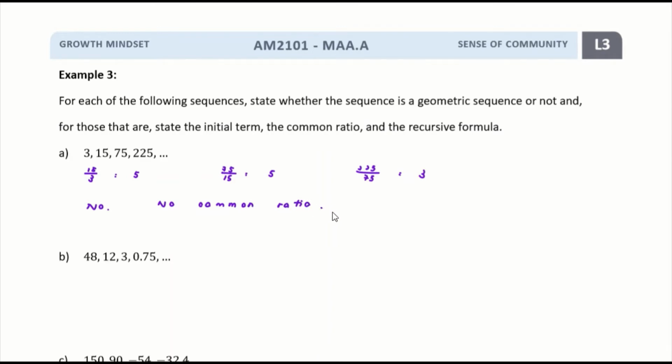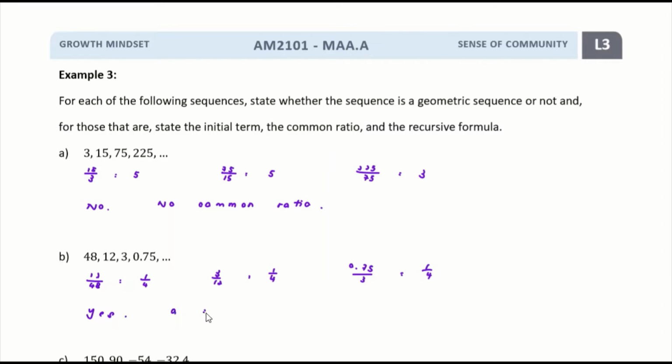Okay, so move on to B. Same thing, let's check everything. So 12 divided by 48 gives us 1 over 4. 3 over 12 is 1 over 4 as well. Then 0.75 over 3, for this one you might need the help of your calculator. So yeah, you can get 1 over 4 as well. So that's why yes.